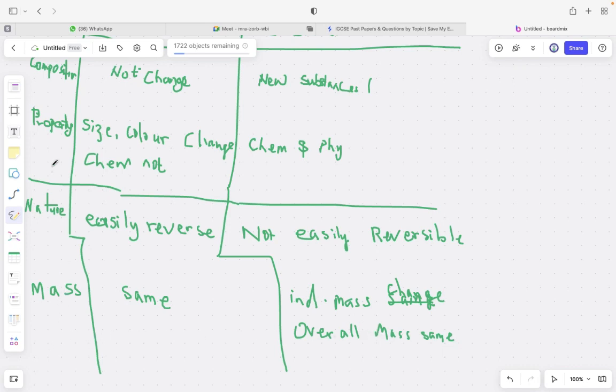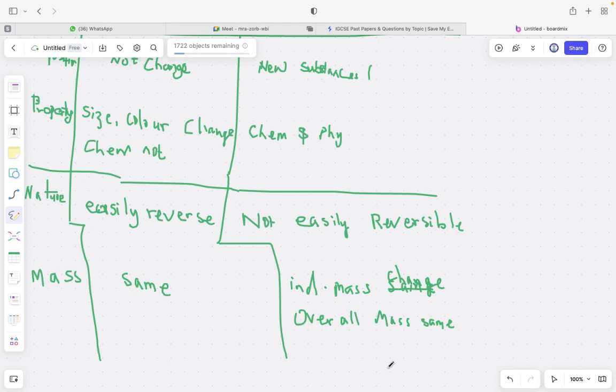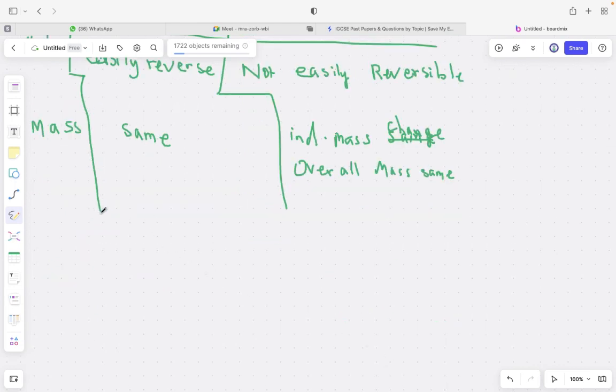Okay, how many properties now? 1, 2, 3, 4. We've looked at 4 different properties. Now let's take a look at another property. This property is the evolvement of heat. So I'll write heat here.